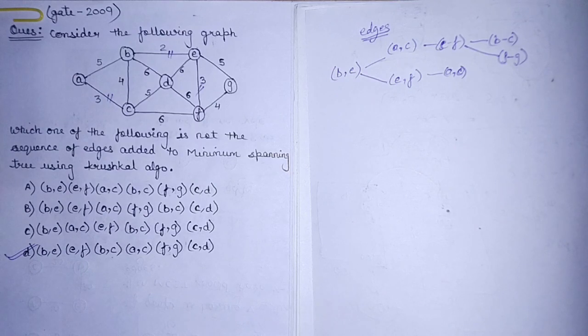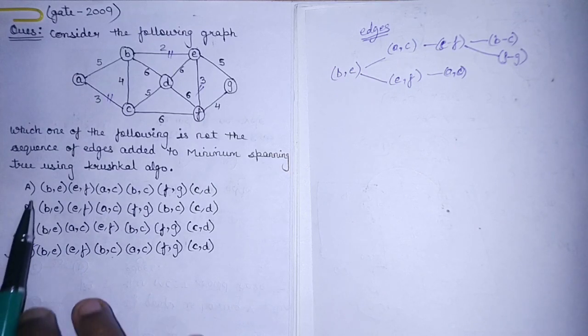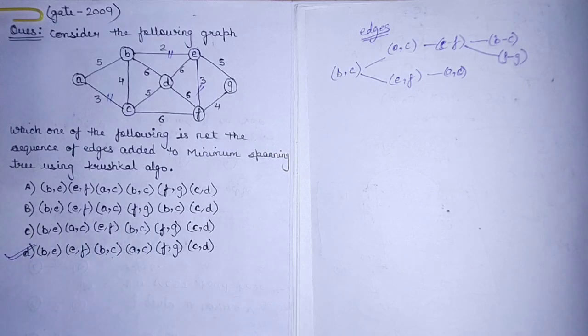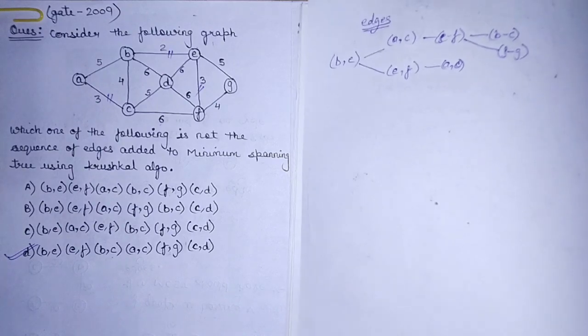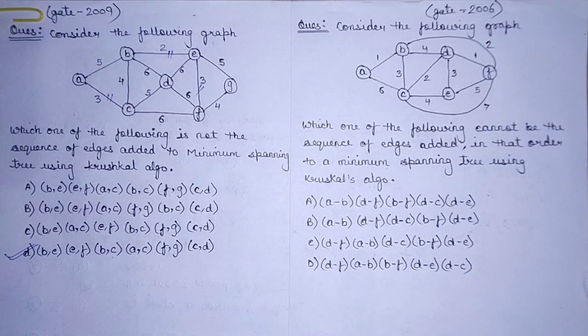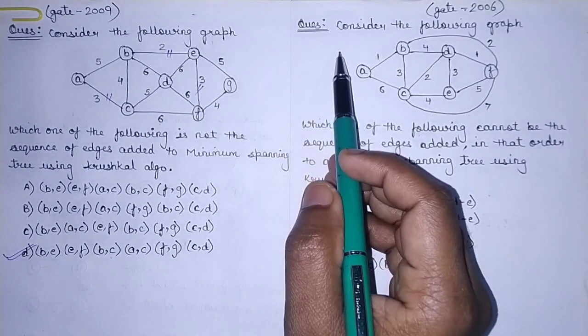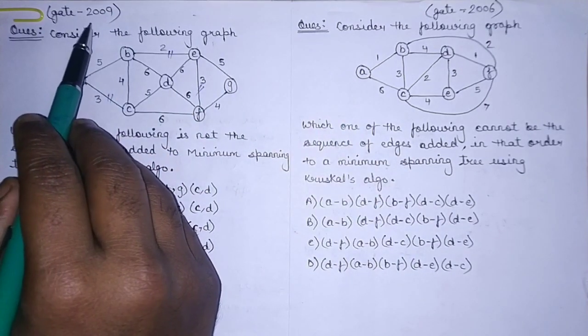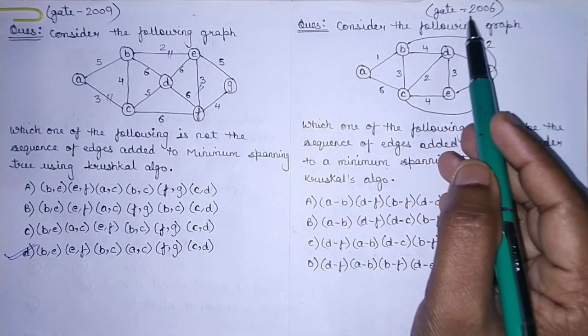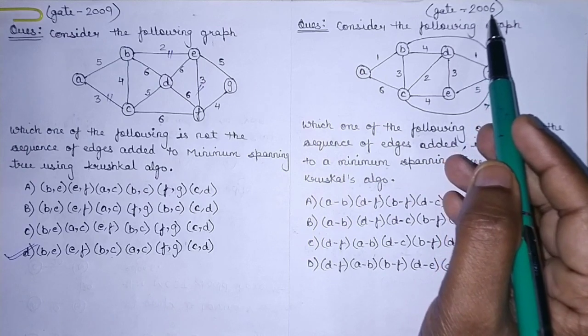So you always have to track the minimum value of edges so that you can find the answer. Similarly you can check all four options and you will get that D is the solution for this problem. Now let's go with this next question. The previous question came in GATE 2009 and this question that I am about to discuss is from GATE 2006.